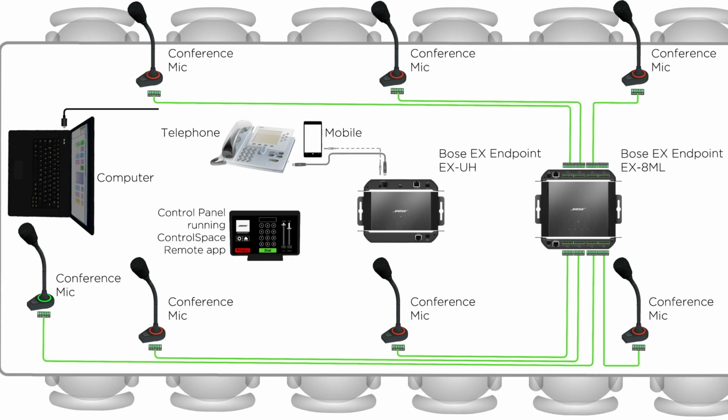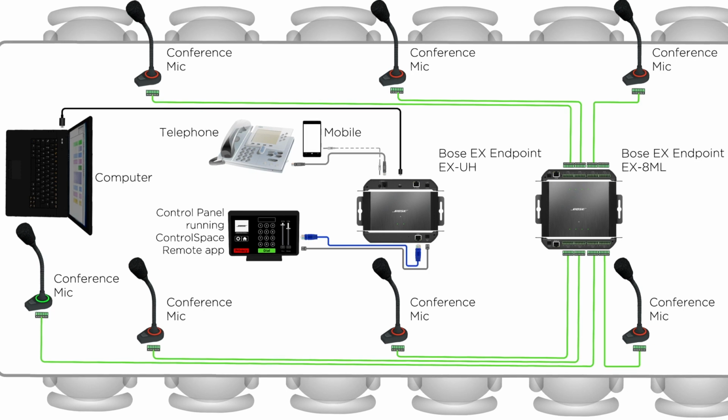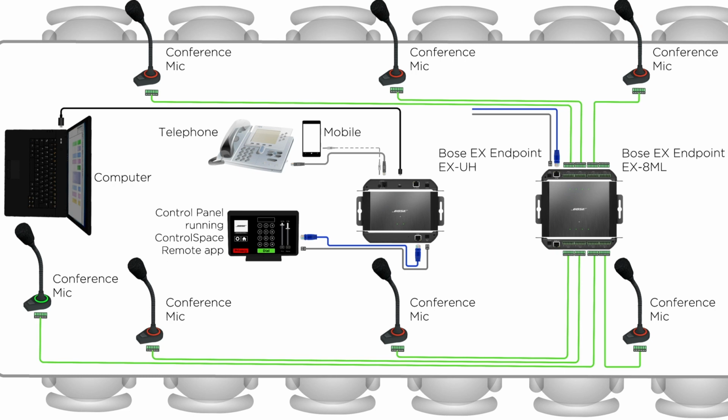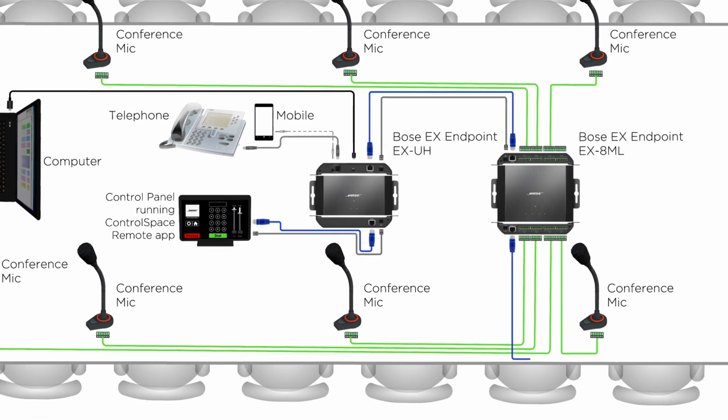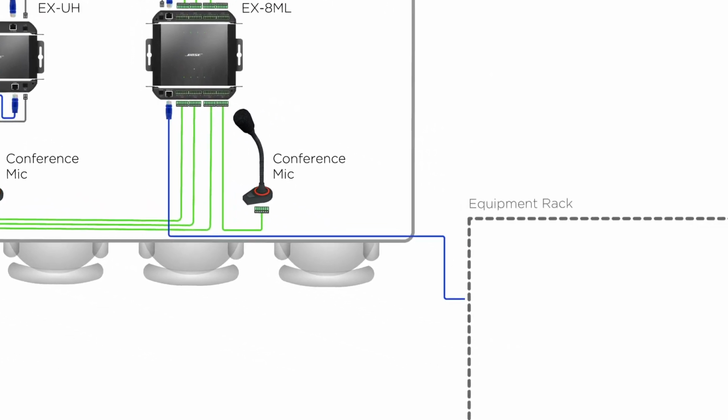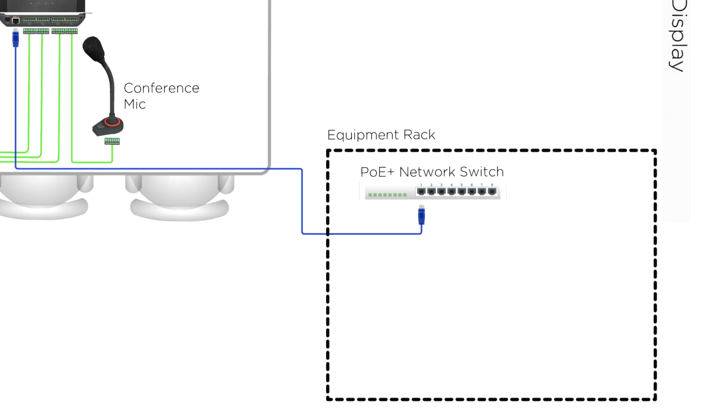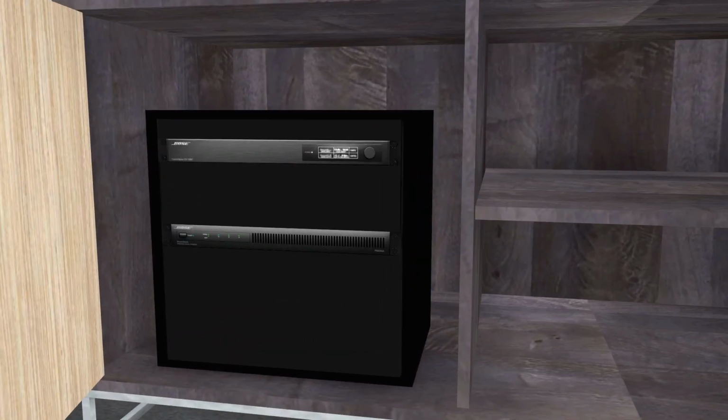The laptop also connects via USB. The system control panel is connected to the EX-UH network and power ports. Now you can daisy chain the 2 endpoints together via a network and power cable. All the table devices are now connected, and all you need is one network cable from the table to the equipment rack. Your installation has become simplified, with no multiple messy cables running from table to rack.